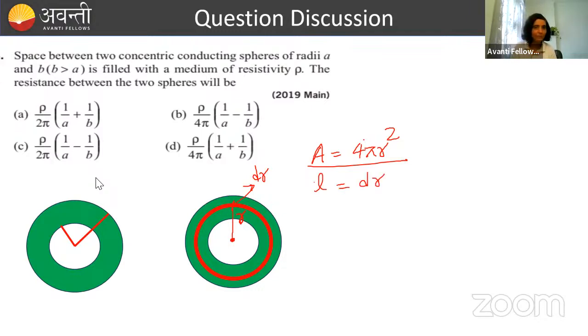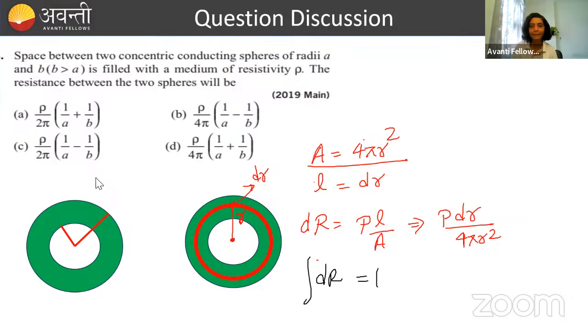So the resistance of this particular section you will write as R equal to rho L by A. Resistivity is not going to change; it is constant. What value will you put for L? dr. And the value of A is 4 pi R square. So this is a small resistance of this small strip. Now if you need to calculate the whole resistance, you will simply integrate it, and that integration will give you the answer.